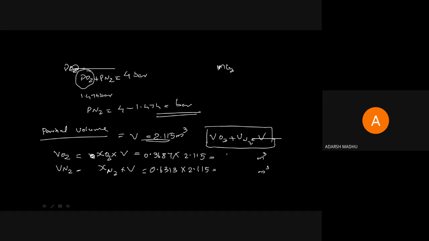The values are 0.779 meter cube for VO2 and 1.335 meter cube for VN2. These are the two values you will get. So if we find any one value, that is if we find the VO2 value, we can use this relation, VO2 plus VN2 equal to V. By using this relation, we can find the value of VN2 as total volume minus VO2. This total volume 2.115 minus 0.779 will be 1.335.